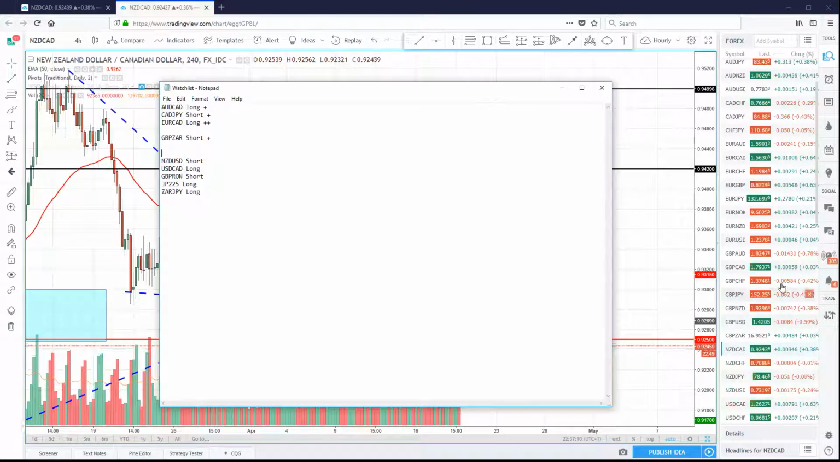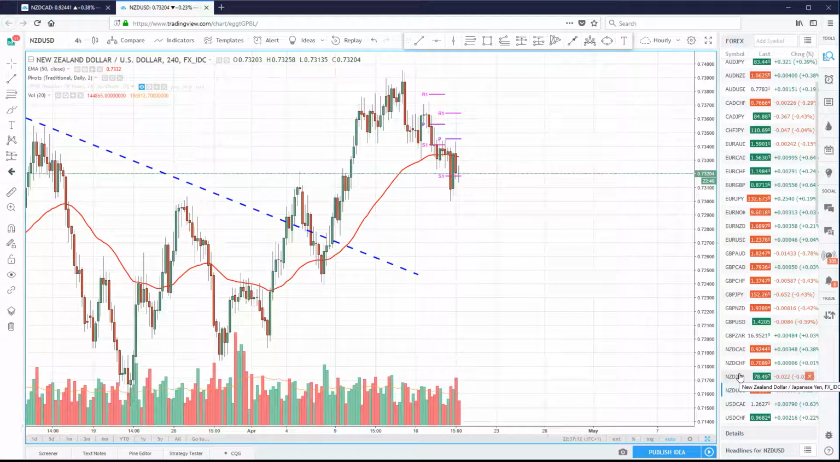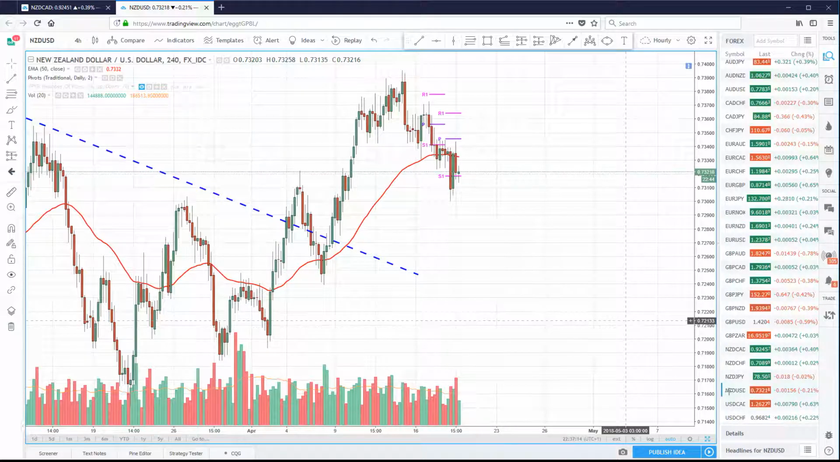Kiwi dollar. Let's have a look quickly. I'm actually short this already, funny enough.